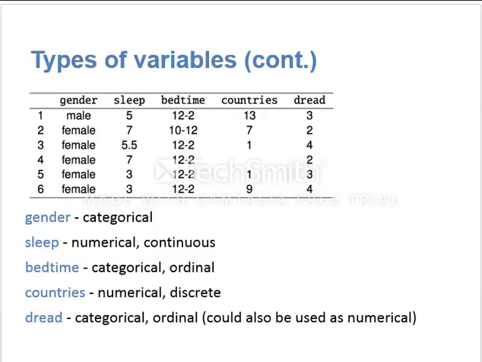So let's do a little practice here. We have these variables here. Let's focus in on the first one, gender. So gender is a category. You're either going to be categorized as being a male or a female. So we would call this categorical. We're not going to get more specific than that, but we could call this a nominal level variable as well, because of the fact that we're providing a name to classify people.